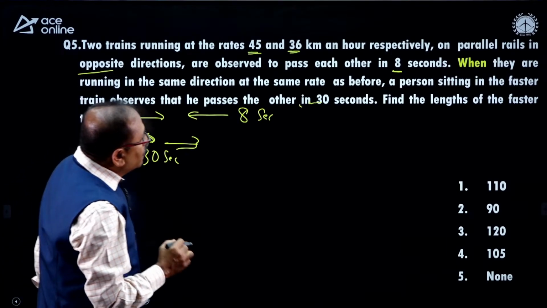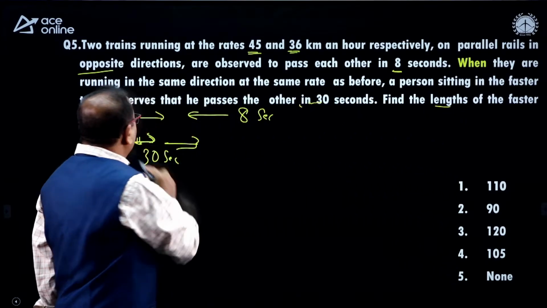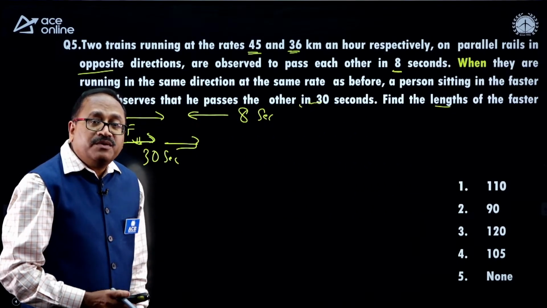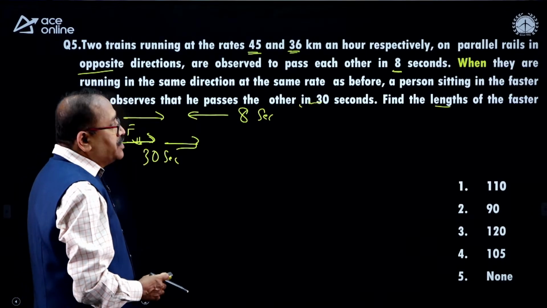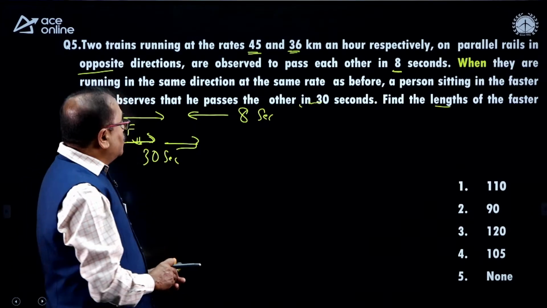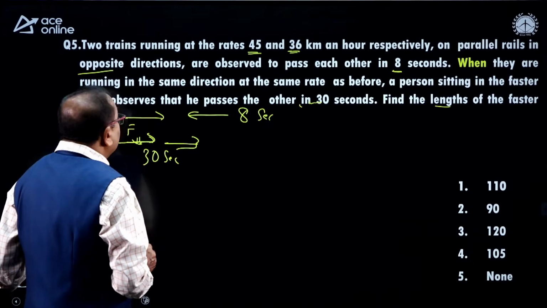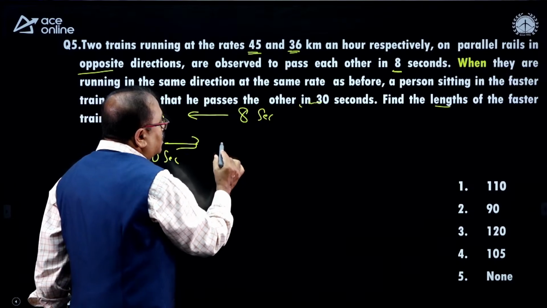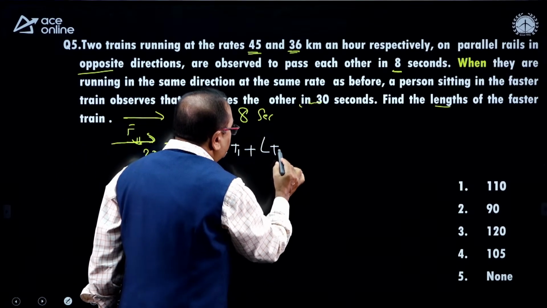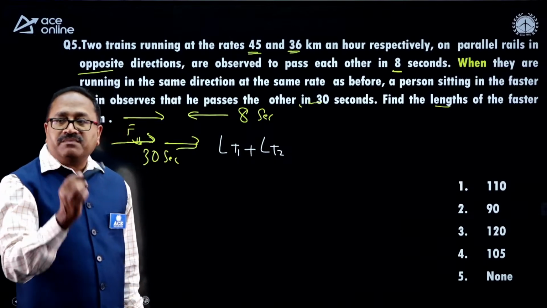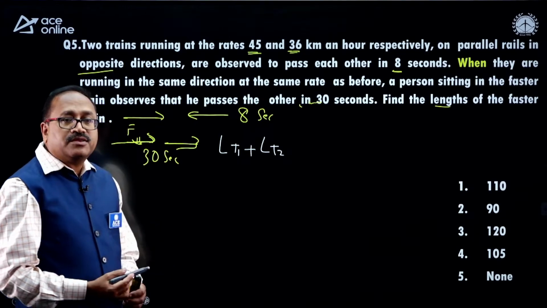Okay. Now, what is the question? Find the length of the faster train. What will be the length of the faster train? How do I find it out? Now, can I find out the total distance? Length of train 1 plus length of train 2. Please tell me, can we find it out? How do I find out the total length?